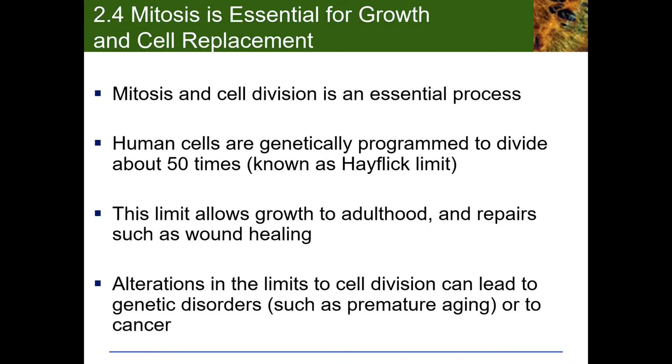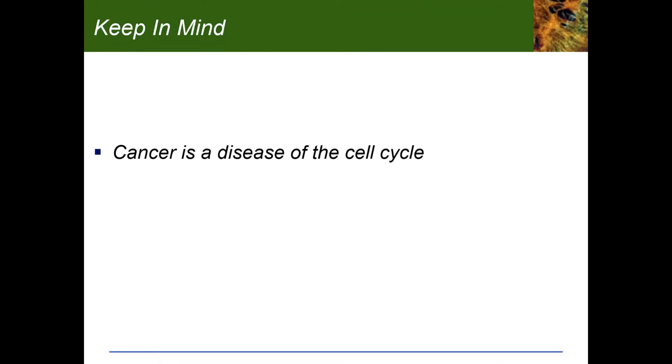Okay, 2.4, mitosis is essential for growth and cell replacement. Mitosis and cell division is an essential process. Human cells are genetically programmed to divide about 50 times. This is known as the Hayflick limit. This limit allows growth to adulthood and repairs, such as wound healing. Alterations in the limits to cell division can lead to genetic disorders, such as premature aging, or to cancer.